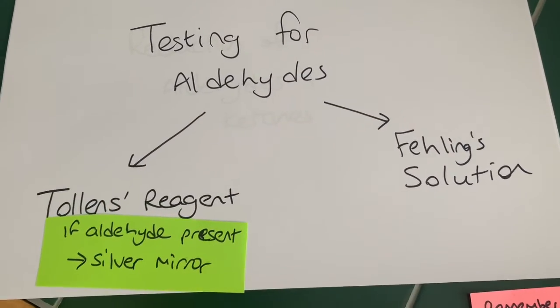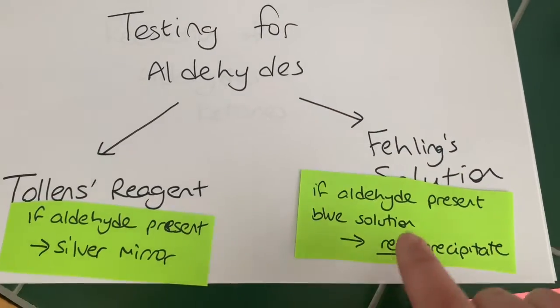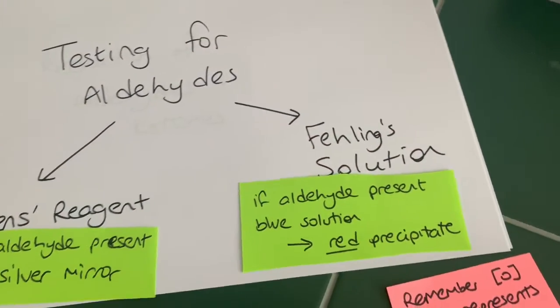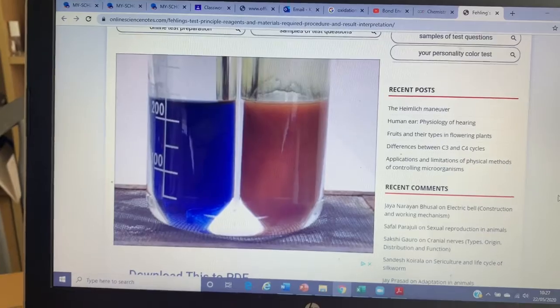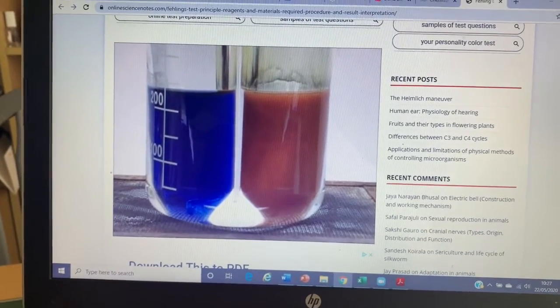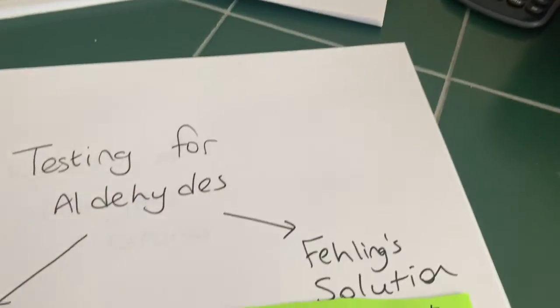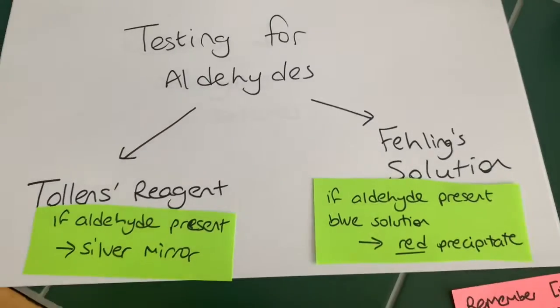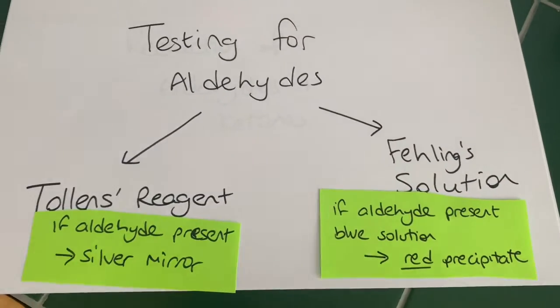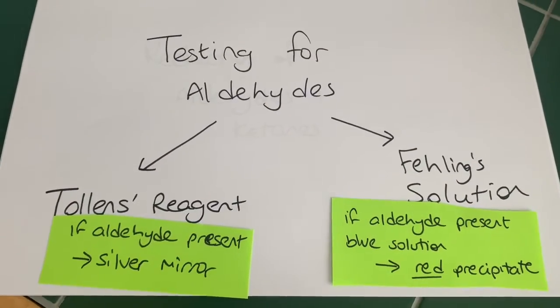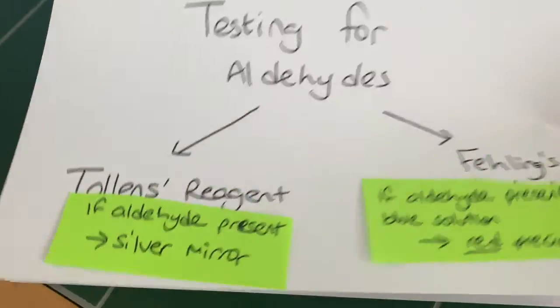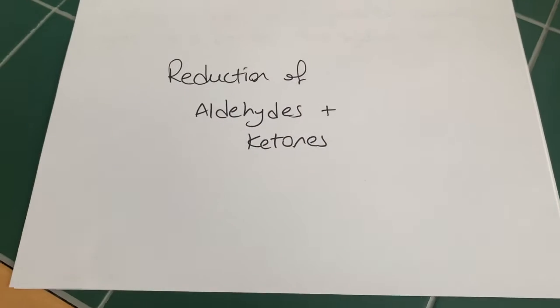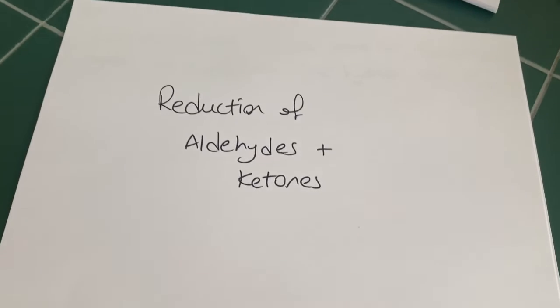And with Fehling's solution, if the aldehyde is present, you get a brick red precipitate. I've got a picture of it just on the computer if you can see. So Fehling's solution is a blue solution, and if the aldehyde is present, then you get a brick red precipitate. Again, we can do this experiment when we're back in class. Remember, this is only a positive test for aldehydes. If a ketone is present, then you don't get any of these. There's no change. Okay, so reactions then of aldehydes and ketones.